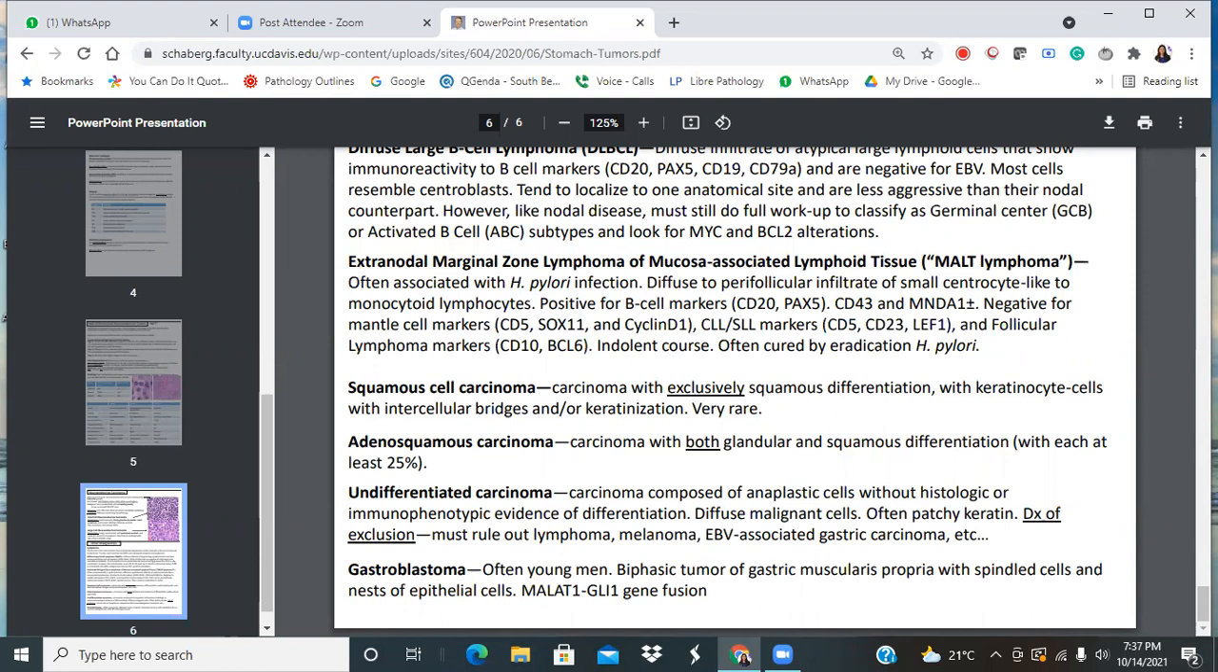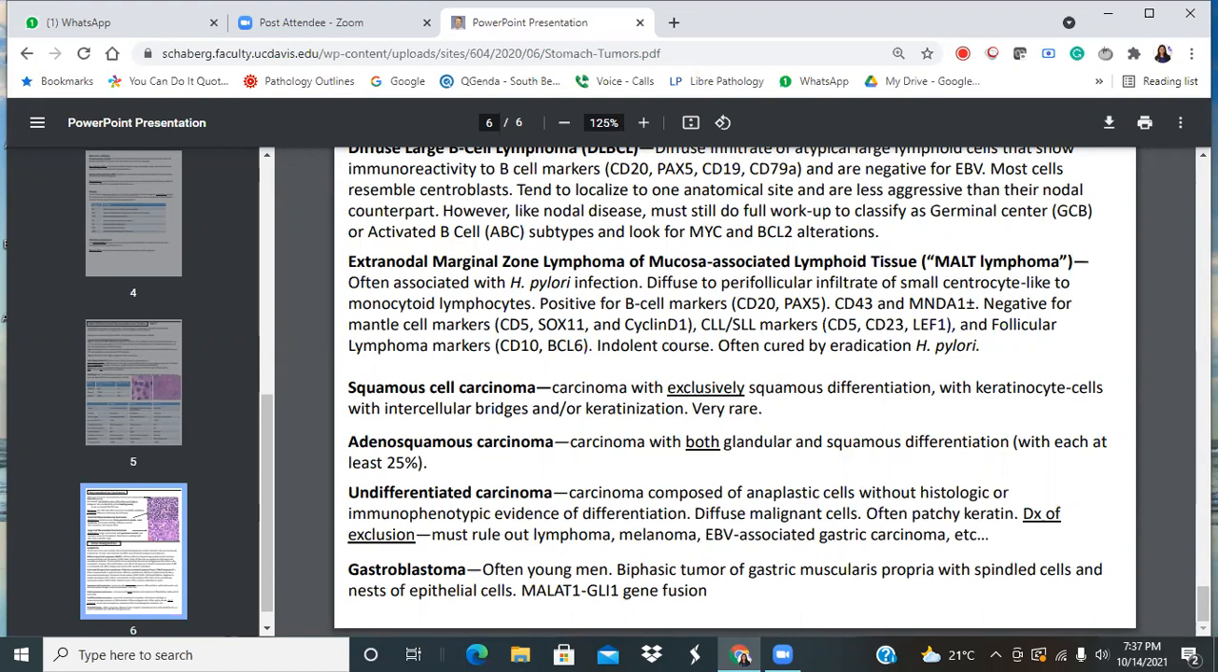Okay, gastroblastoma: often young men, biphasic tumor of the gastric muscularis propria with spindle cells and nests of epithelial cells. MALAT1 and GLI1 gene fusion. Okay, never seen or heard of this one. Okay, I think we're done with this one.